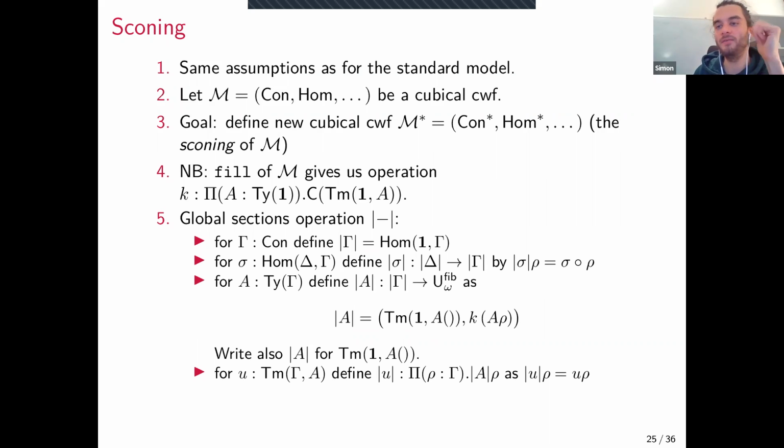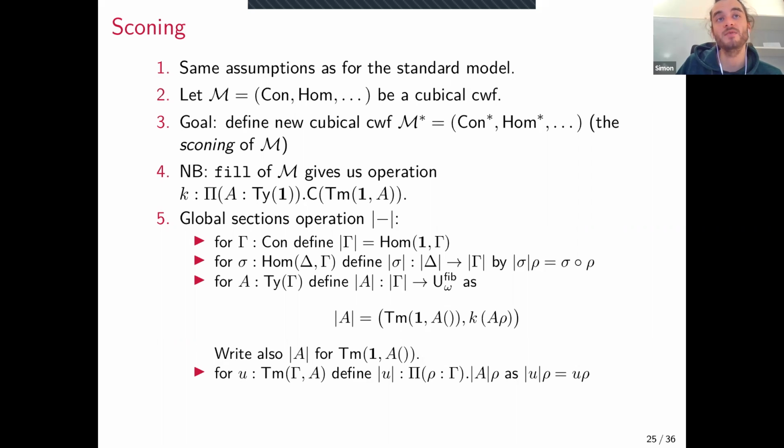And now we can define global sections. So that's what you usually do the sconing with. So you do this global sections operation. So how is this defined? Given a context, the global sections of gamma are just the substitutions from 1 to gamma. And on substitutions, it's defined as just composition, precomposition with sigma in this case.